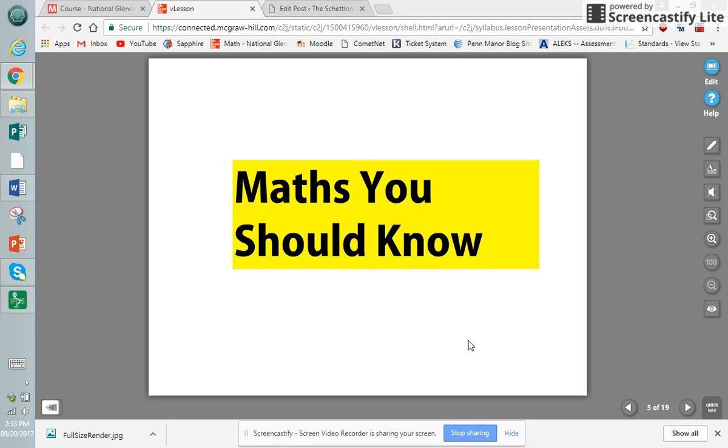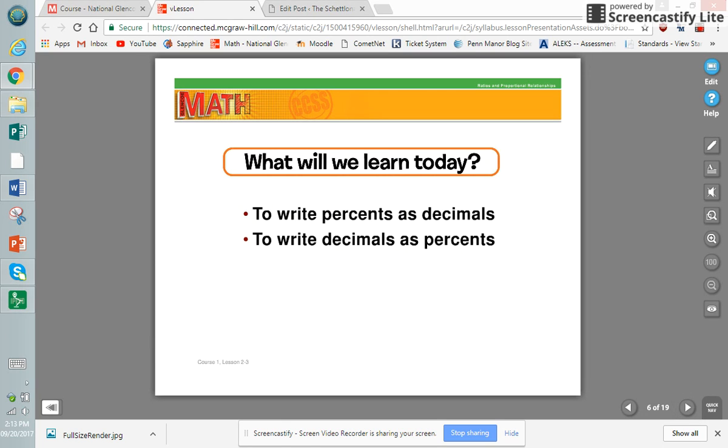Today on Math You Should Know, we're going to talk about writing percents as decimals and writing decimals as percents. Yesterday, we did pick up on the word percent and knowing that it means part of 100. Hopefully that comes really clear today. And also a strategy that we used yesterday, we're going to incorporate today.